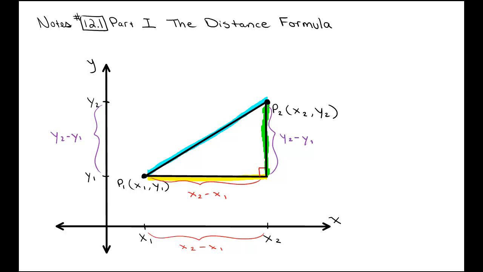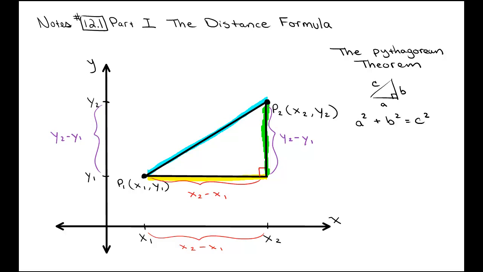Now that I found the legs of this right triangle, I can actually find the hypotenuse. The Pythagorean theorem says if we have a right triangle and the legs of this right triangle are a and b, we can find the hypotenuse c by adding a squared plus b squared and setting it equal to c squared. That's the Pythagorean theorem. So let's go ahead and do that. Let's call this D for that blue distance that I'm looking for between P sub 1 and P sub 2. So D squared is equal to x sub 2 minus x sub 1 quantity squared plus y sub 2 minus y sub 1 quantity squared.